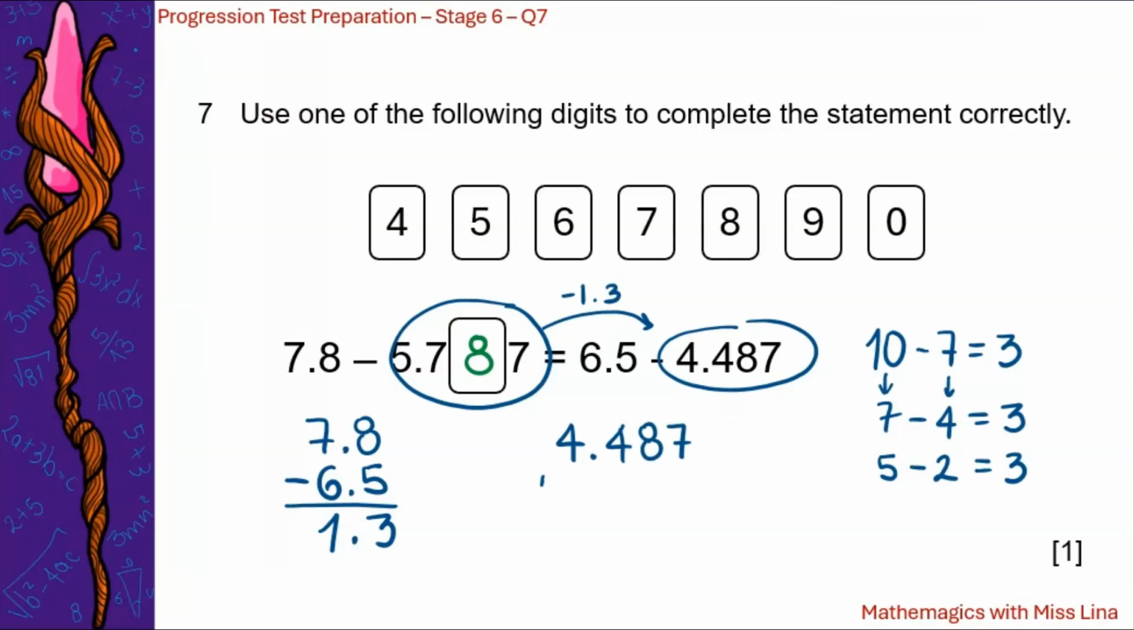4.487 plus 1.3 in order to get the previous number, 5.787. And that's how you also get the 8 that you were looking for.